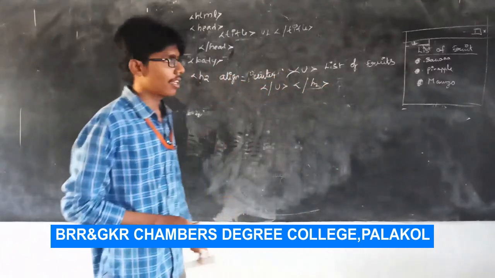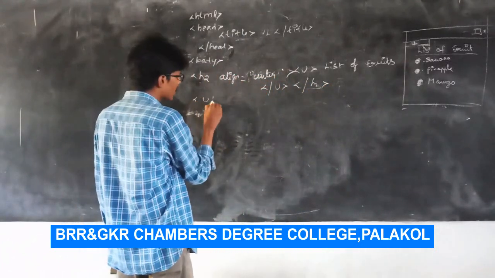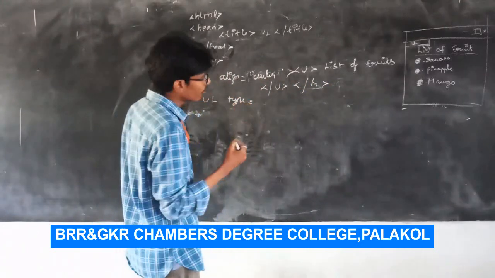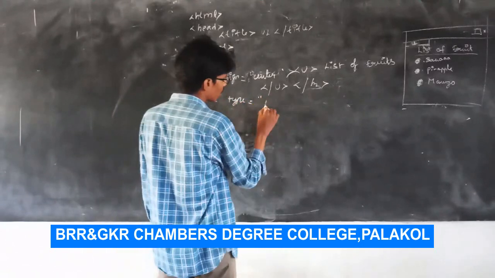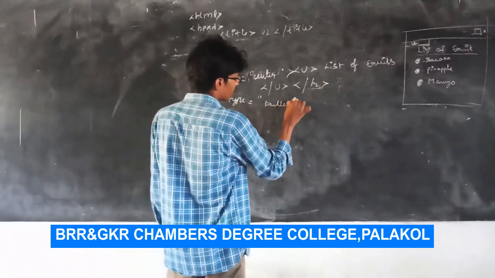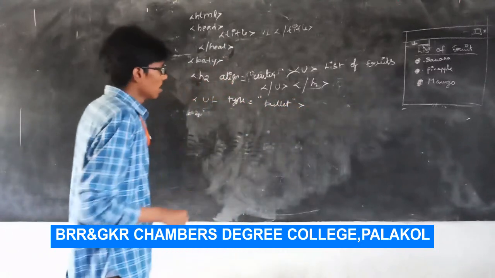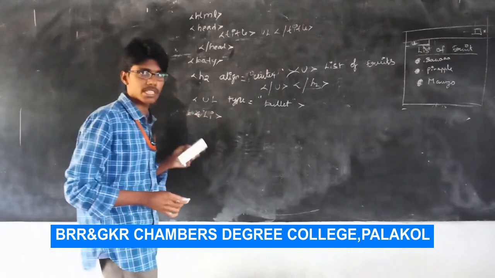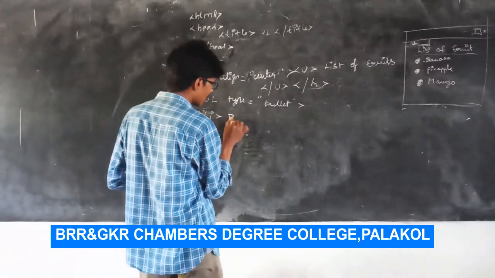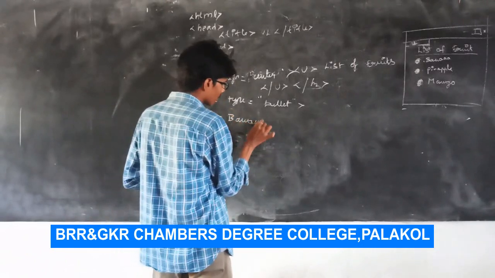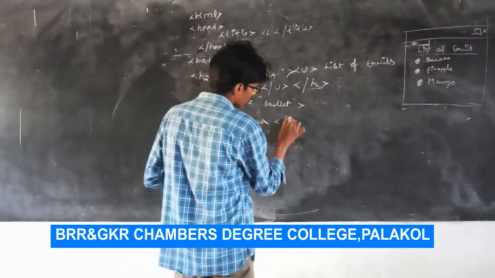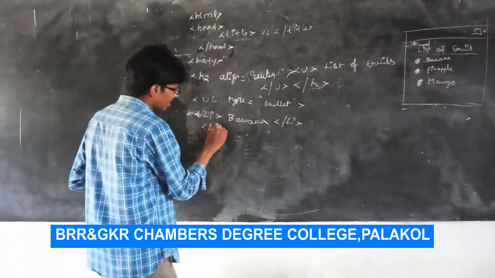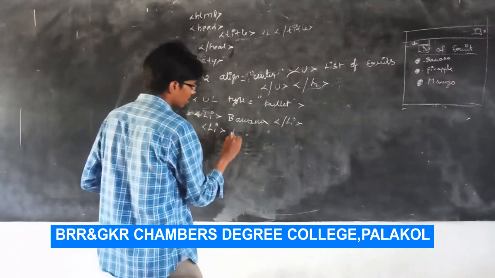Okay, then you have to open an unordered list with the type that you want to appear as a bullet symbol. Okay, after that, list the items available in that list. Mention the list item, banana, close the list item. Again another list item, that is pineapple.